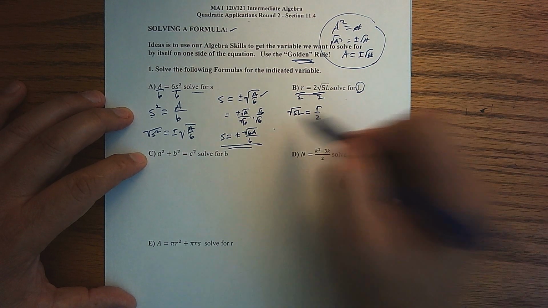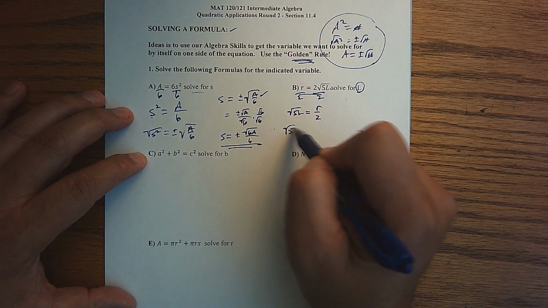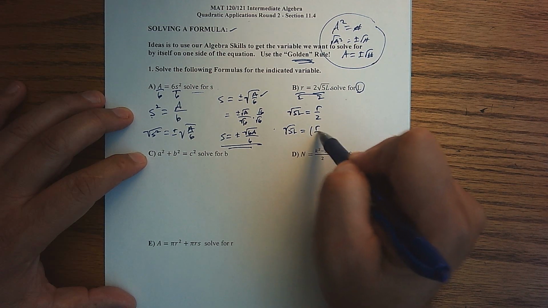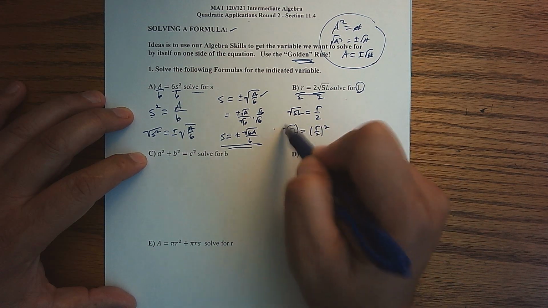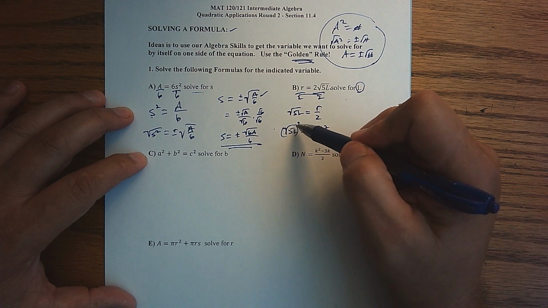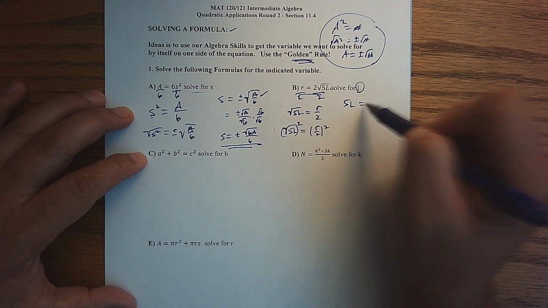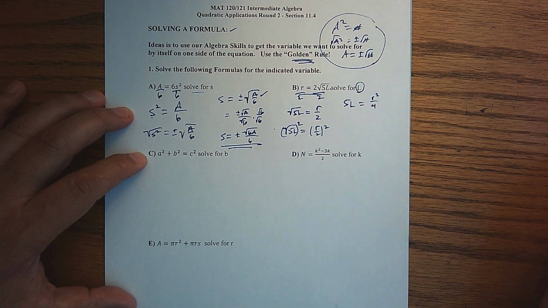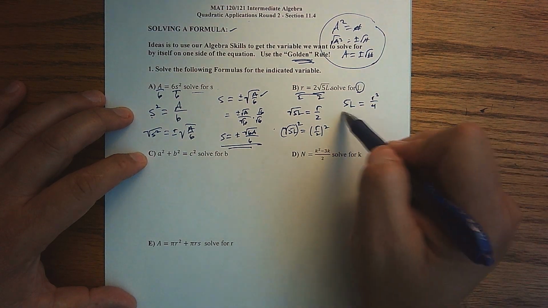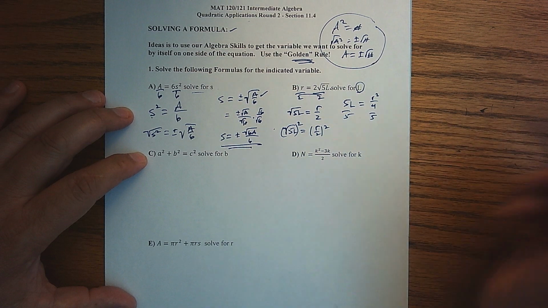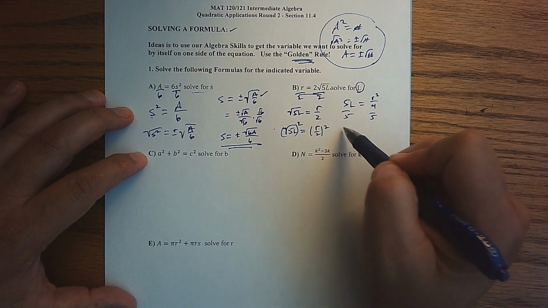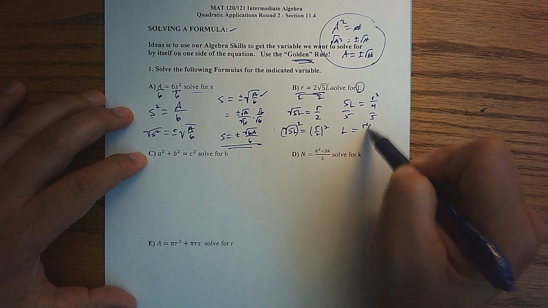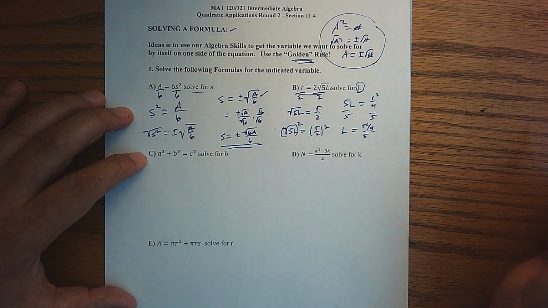And then, of course, we're going to square both sides, because that's what's going to get rid of that radical. And, right, with the radical being gone, we're left with 5L. And over here, we get R squared over 4. And we're going to divide both sides by 5. And so L right now is R squared over 4, divided by 5.